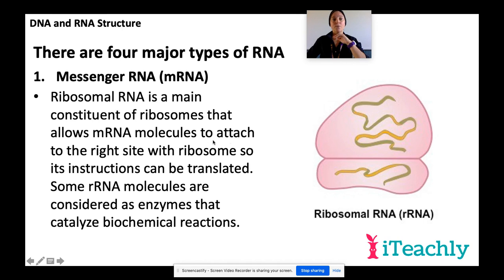Messenger RNA will then travel to the ribosome and meet up with ribosomal RNA. Ribosomal RNA is what makes up the ribosome. It's a component of the ribosome, which also has enzymes on it so that a chemical reaction can occur in the site. And that chemical reaction is creating the proteins.